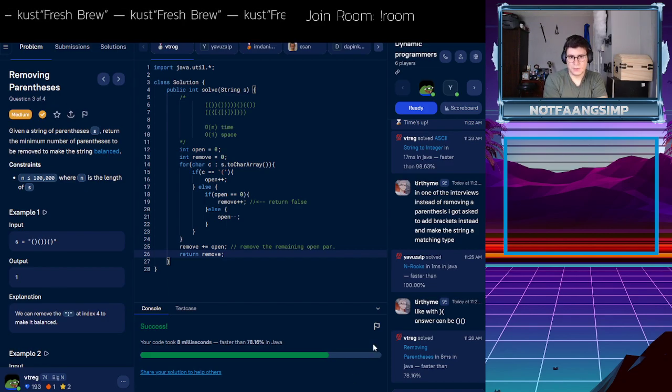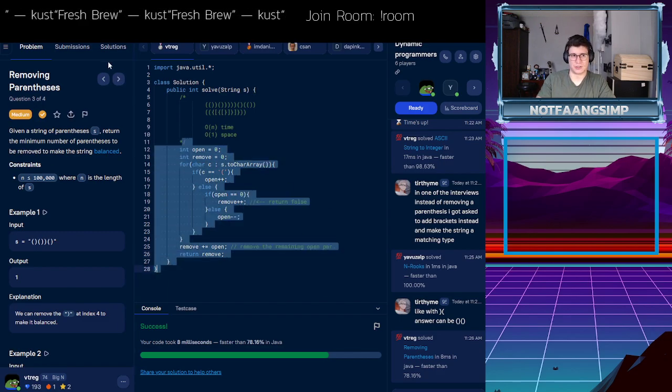In one of these interviews, instead of removing a parenthesis, I got asked to add brackets instead and make the string a matching type. Like the answer can be that. Yeah, so that is a bit more challenging, I think, but you just have to do like every time you find an open one without a closing one, you just have to add it. Yeah, that would definitely be an interesting one to try at some point. It definitely is a lot more challenging than this one for sure.